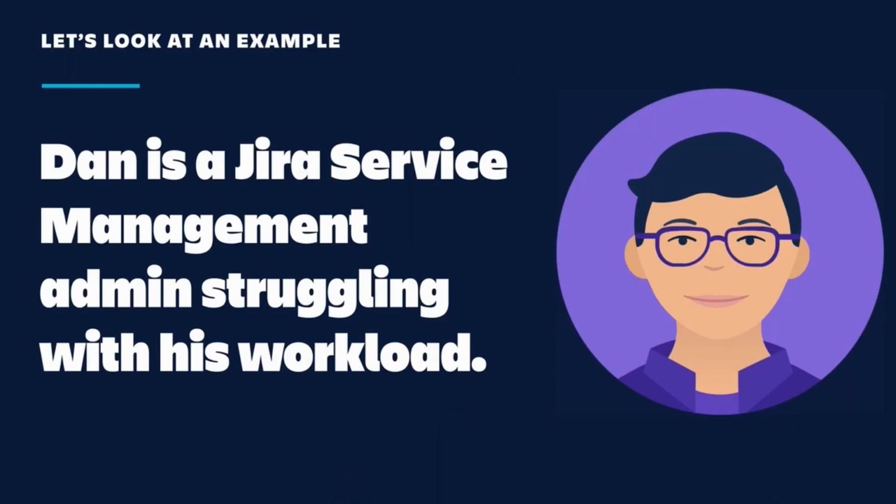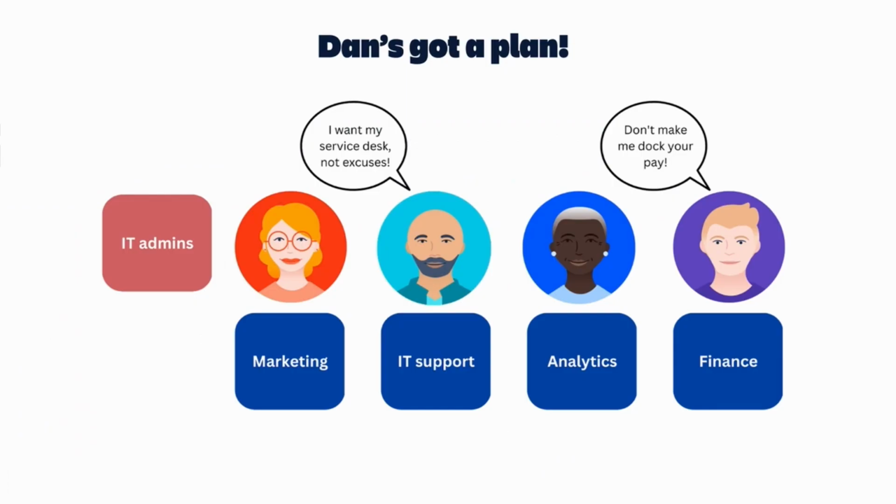So Dan is an admin who is struggling to manage his workload. He's become a bit of a bottleneck when it comes to making changes to any of the service desks on his instance. And this, of course, is a problem. So he's got people pushing him to make changes left, right, and center. And try as he might, he can't get any of his other work done. So he's not winning over his stakeholders and he's definitely not winning over his boss.